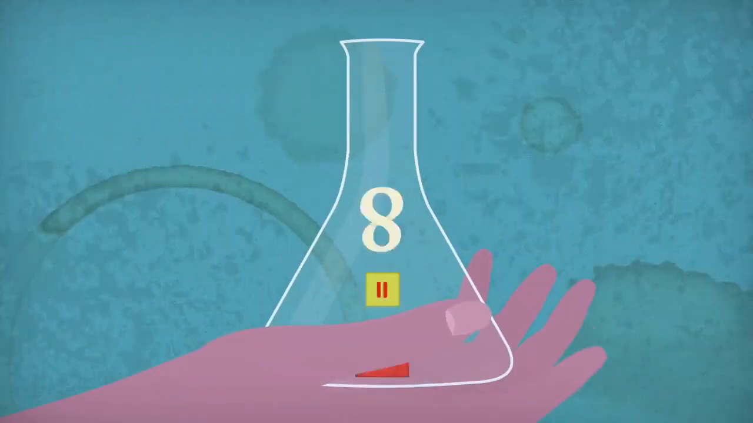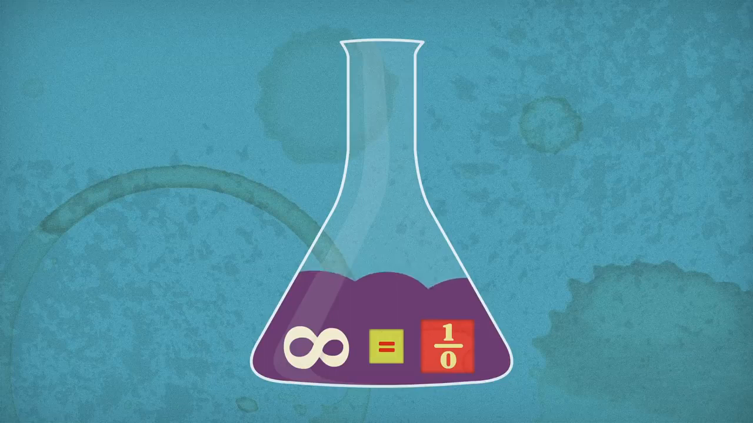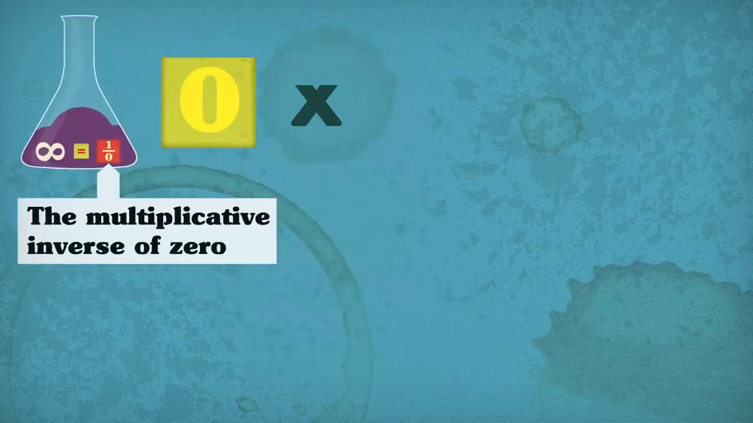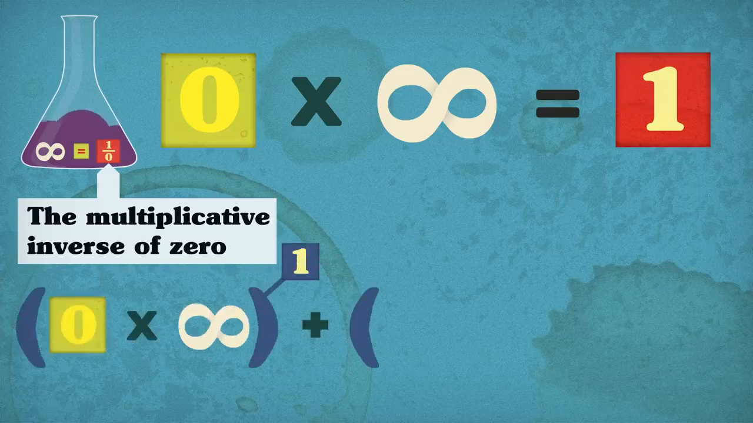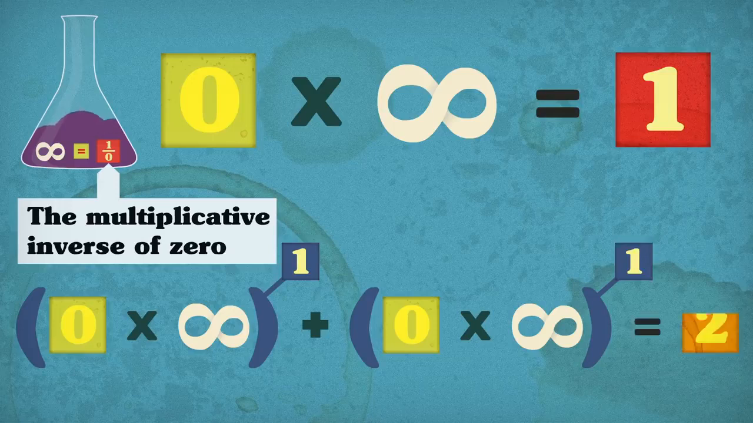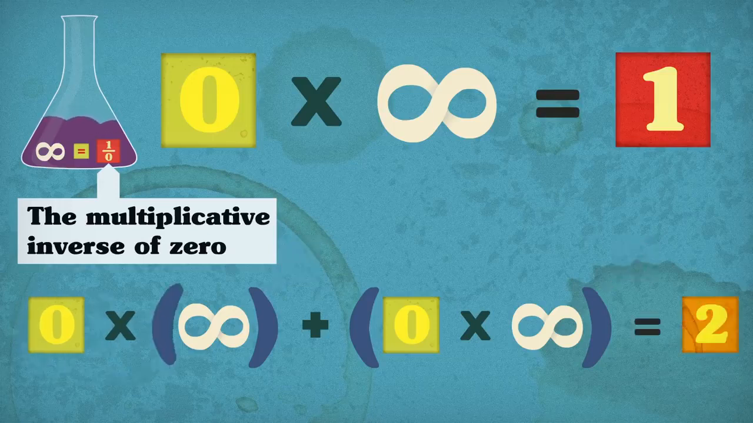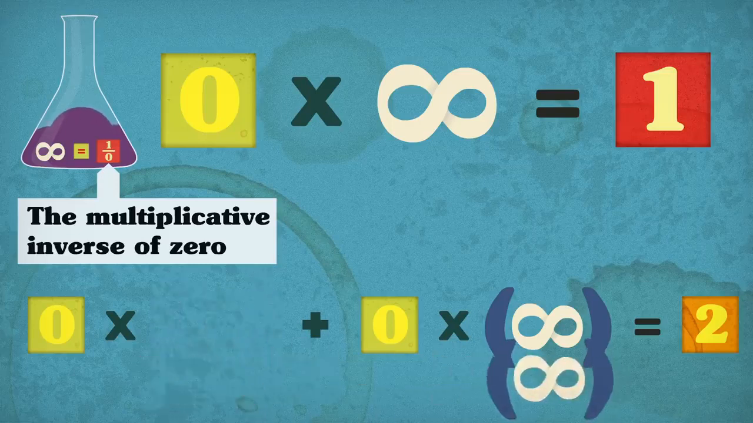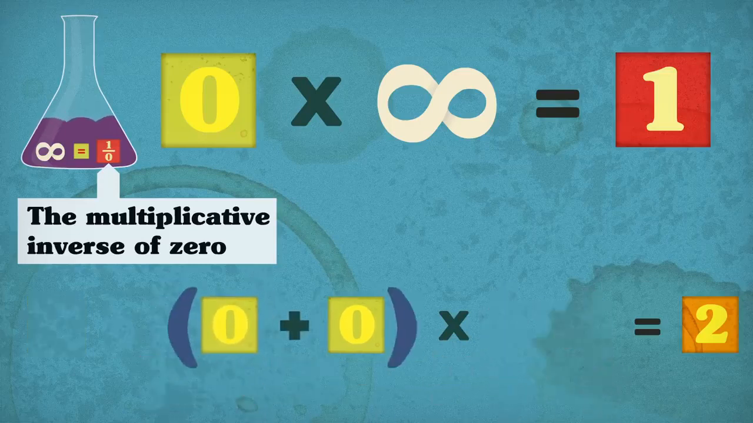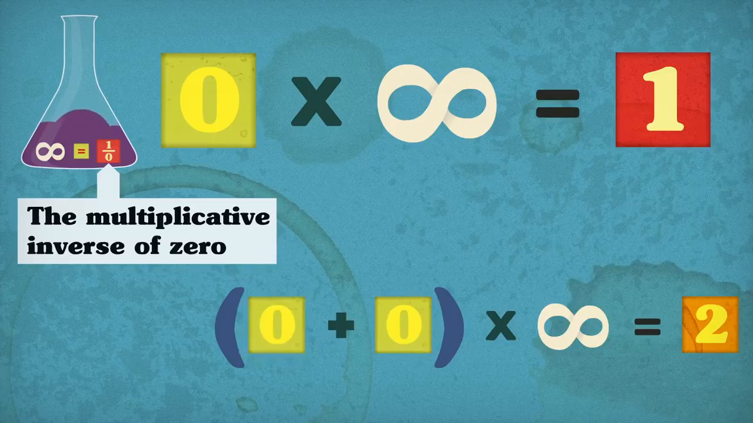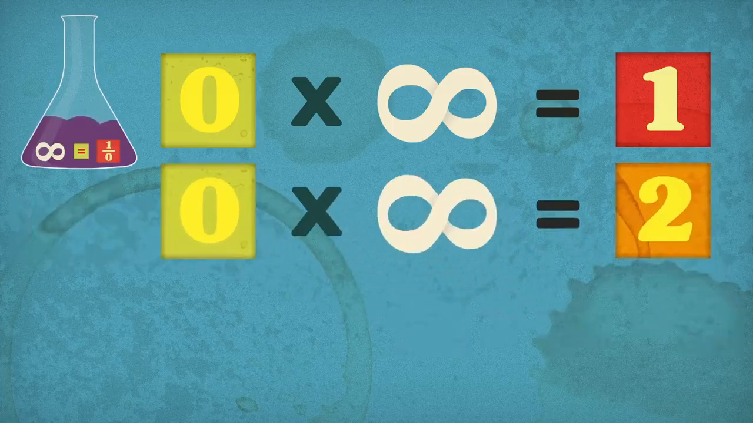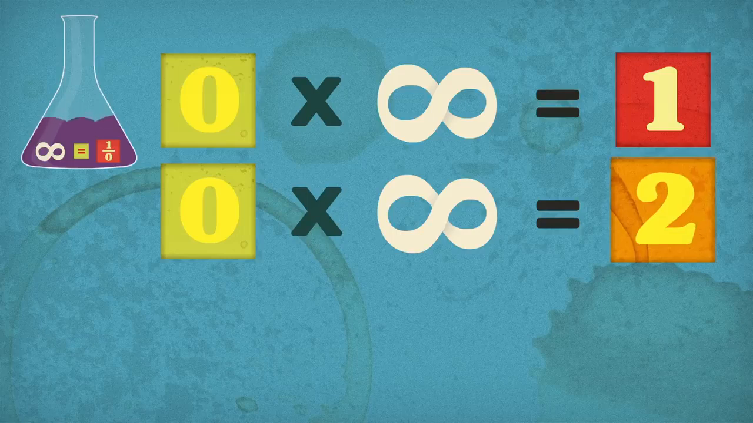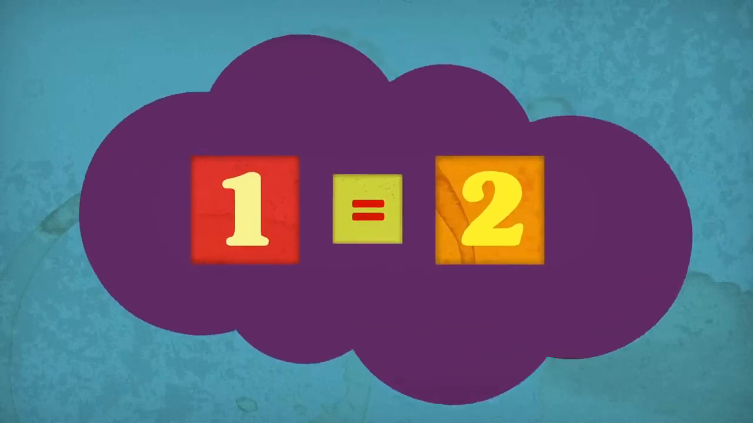Let's try it, imagining we don't know anything about infinity already. Based on the definition of a multiplicative inverse, 0 times infinity must be equal to 1. That means 0 times infinity plus 0 times infinity should equal 2. Now, by the distributive property, the left side of the equation can be rearranged to 0 plus 0 times infinity. And since 0 plus 0 is definitely 0, that reduces down to 0 times infinity. Unfortunately, we've already defined this as equal to 1, while the other side of the equation is still telling us it's equal to 2. So 1 equals 2.